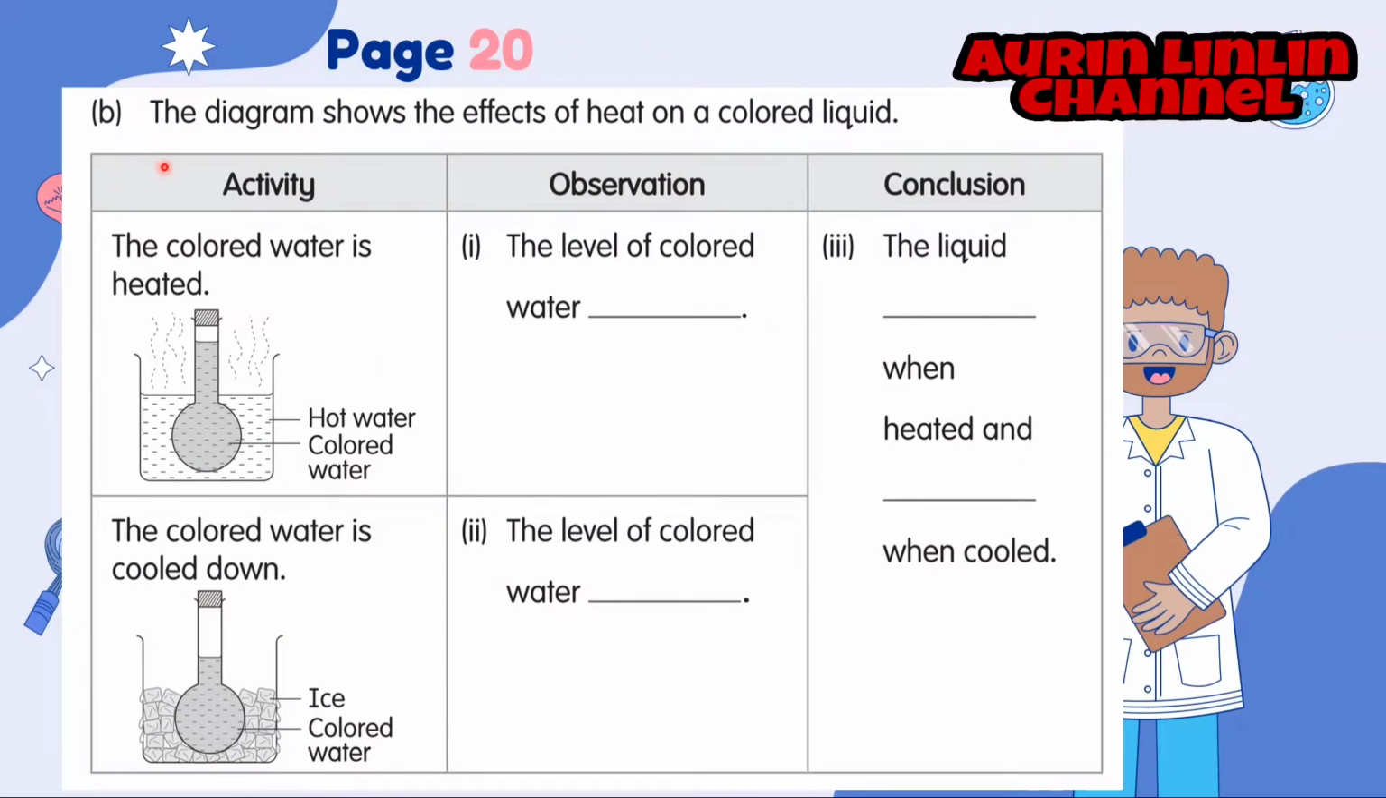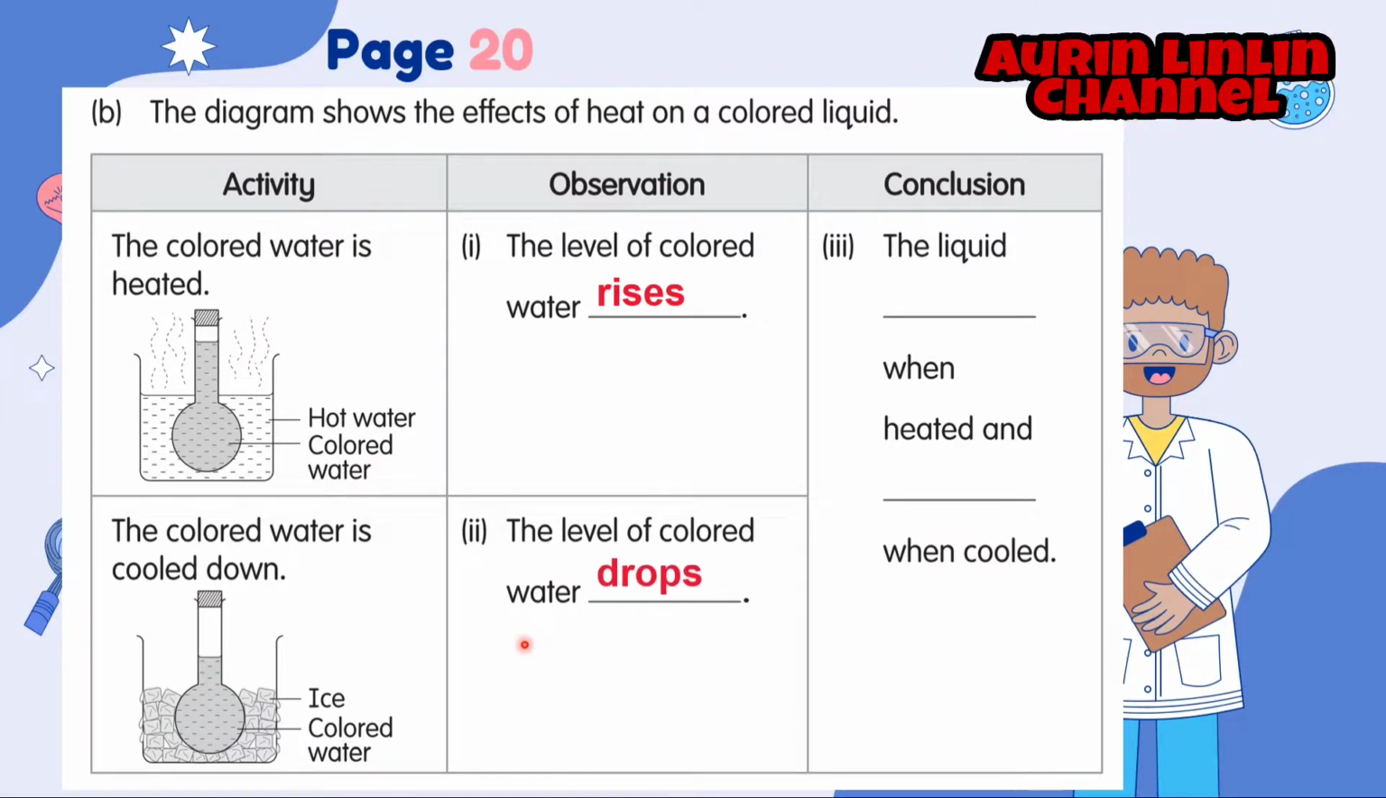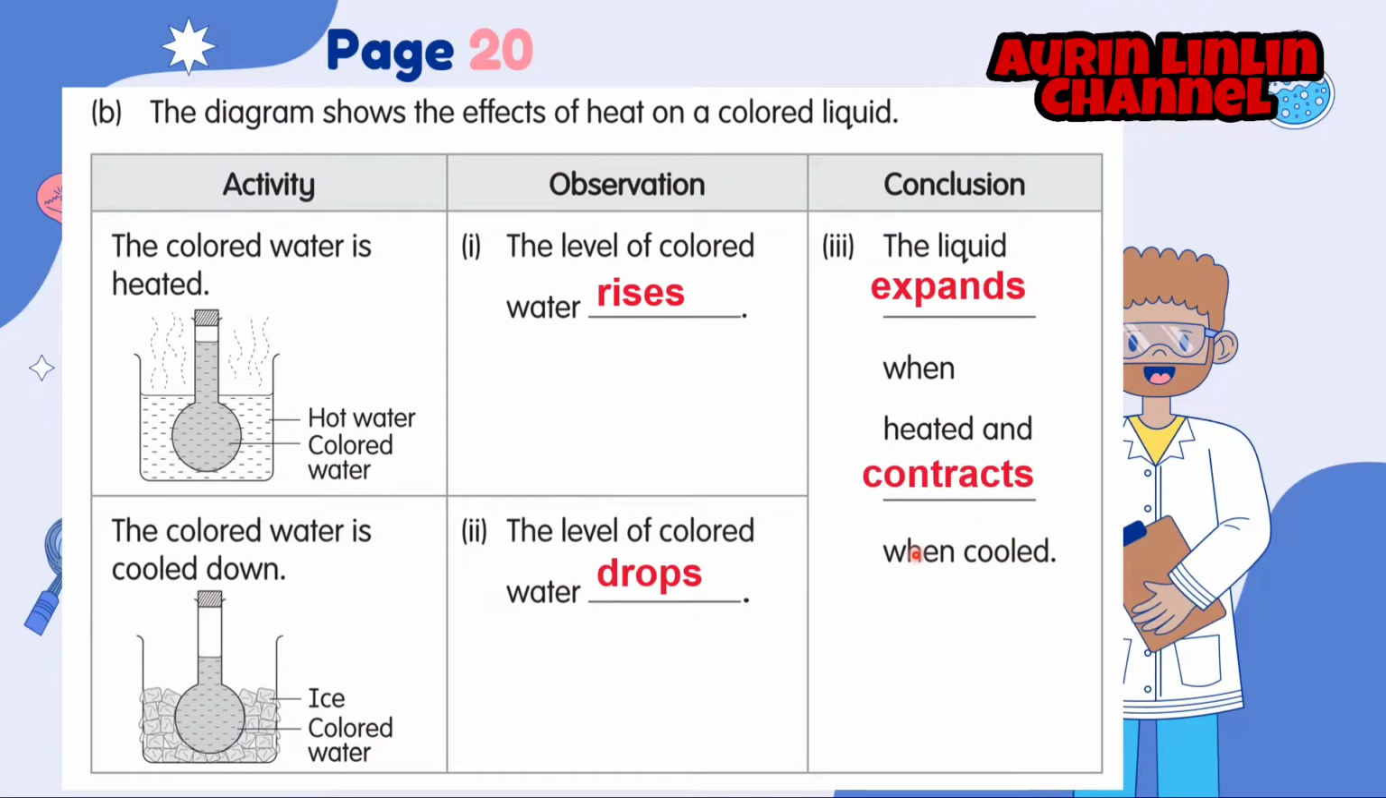Activity B. The diagram shows the effects of heat on a colored liquid. Activity 1. The colored water is heated, and the observation is the level of colored water rises. And then the colored water is cooled down, and the level of colored water drops. So, the conclusion from this experiment is the liquid expands when heated and contracts when cooled.